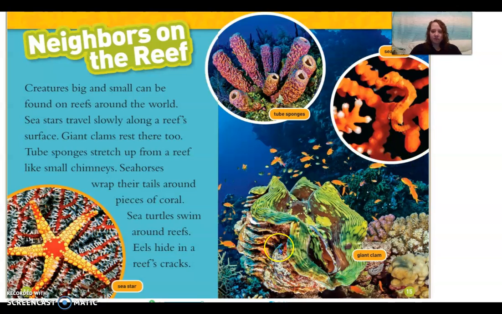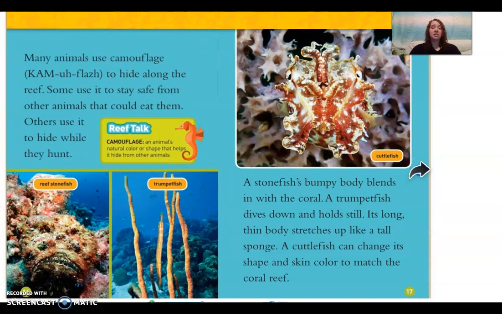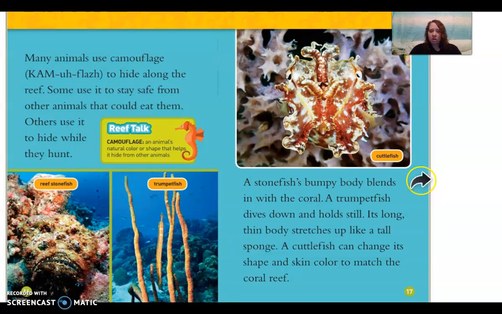Neighbors on the reef. Oh my goodness, this is even a piece of coral. Here's a clam and a starfish. I know that is not the same thing as coral. And here's a little seahorse. So right here I'm noticing there's animals that live in reefs. Here's another fish. Oh my goodness.